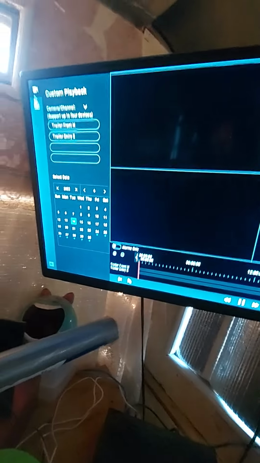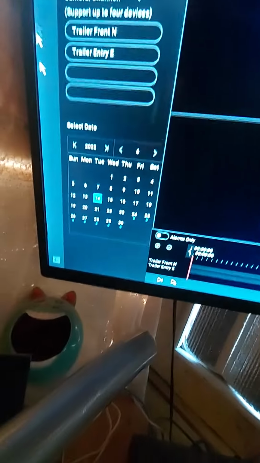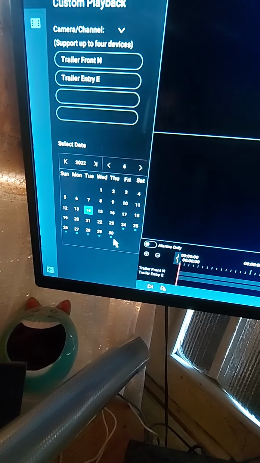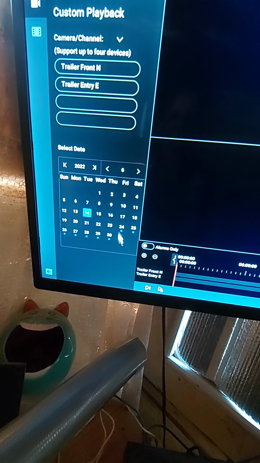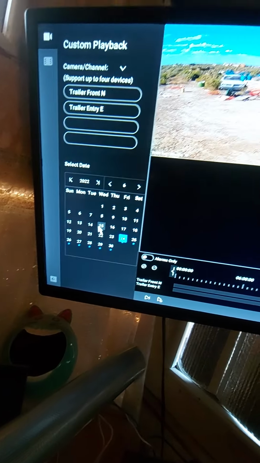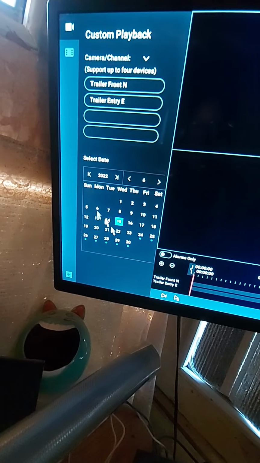I am trying to pull video footage off of my security cameras for the officers about several incidences that have happened on the property. Now you see these blue dots? These are the days that are recording. So up until the 24th, which was Friday, everything has been erased off of my cameras.